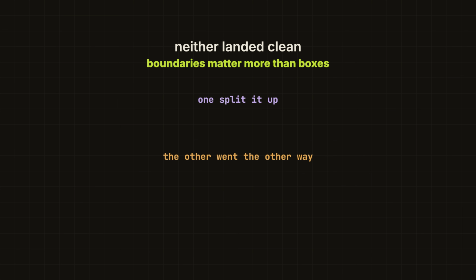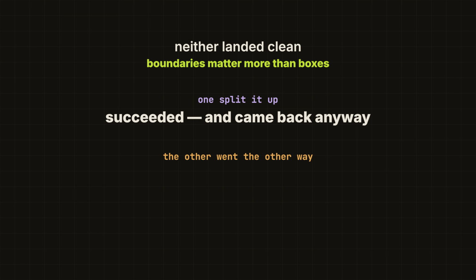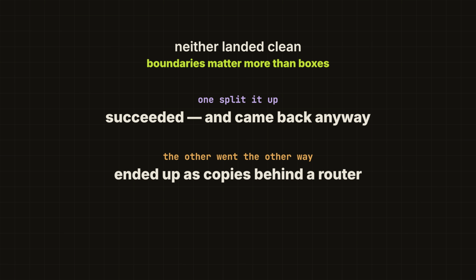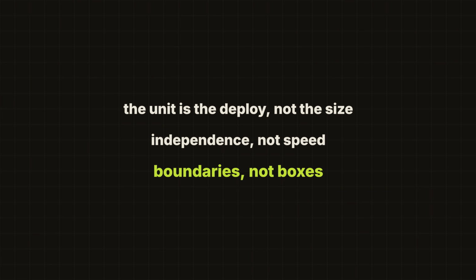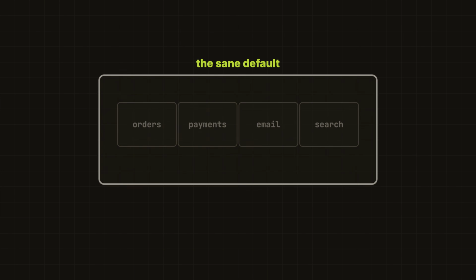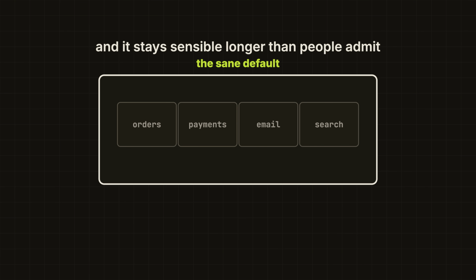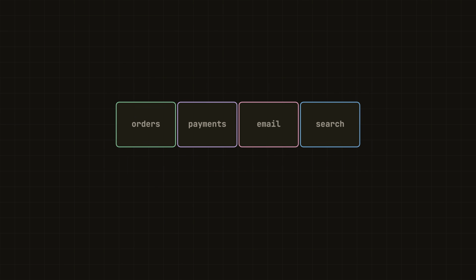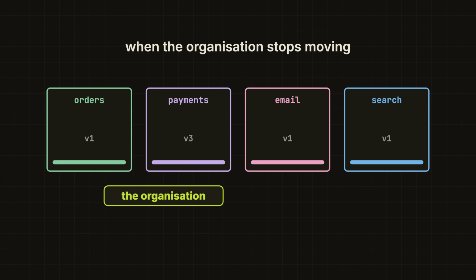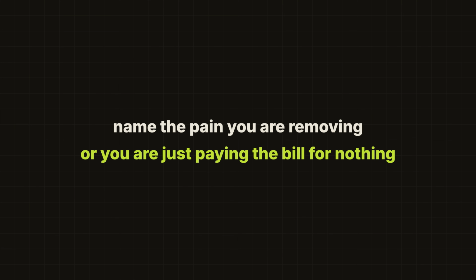Neither of our two case studies landed on a clean answer. One split successfully and came back anyway. The other ended up as copies behind a router. That is the important part. So, if somebody asks you which one is better, I think the honest answer is that it is not really that kind of question. A monolith is the sensible place to start, and it stays sensible for much longer than people admit. And microservices are what we reach for when the organization, not the machine, has stopped being able to move. And if we cannot name the pain we are removing, then we are just paying the bill for nothing. See you in the next one.